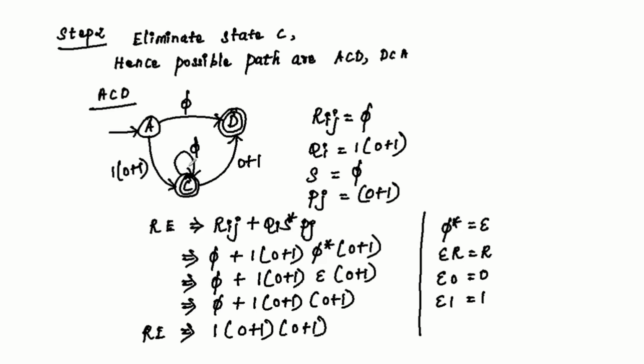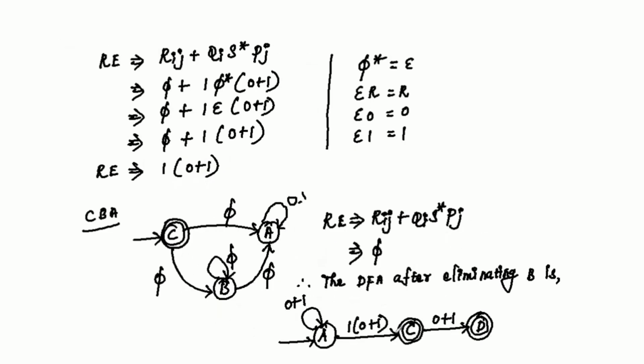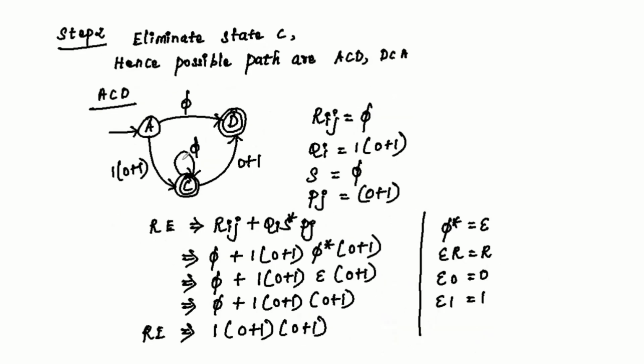Next, C having a self loop. Here C has no self loop, so the transition on C to C is labeled as null. Here you write null. Using the formula for the updated path from A to D after eliminating capital C, substituting these values: Rij is null, Qi is 1 of 0 plus 1, s value would be null, and finally Pj value would be 0 plus 1.